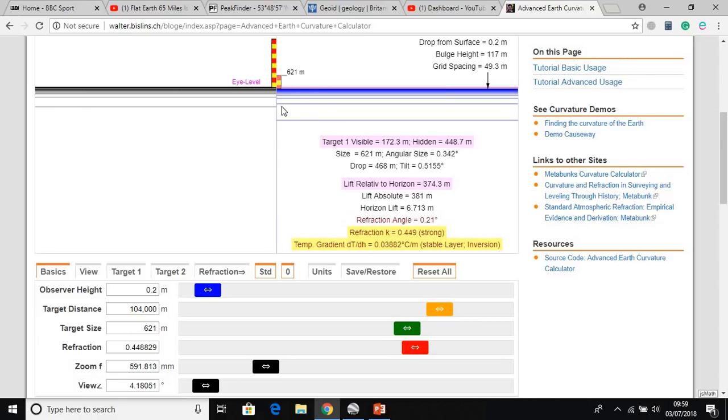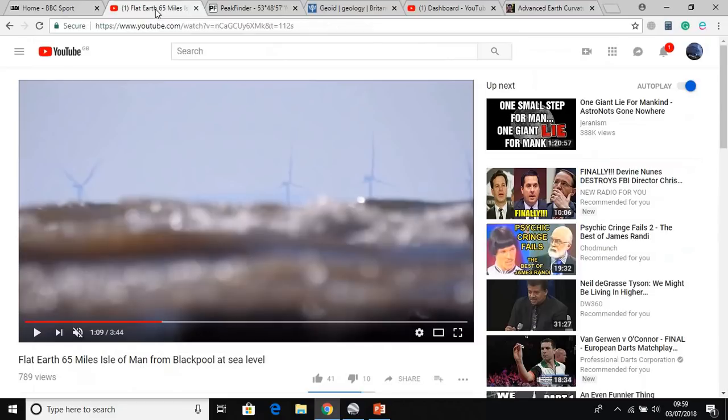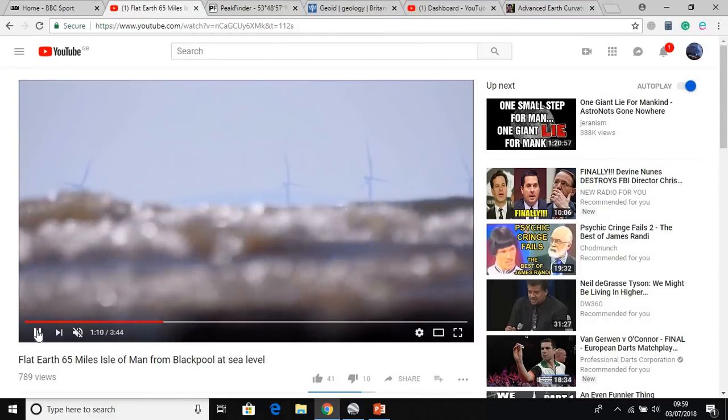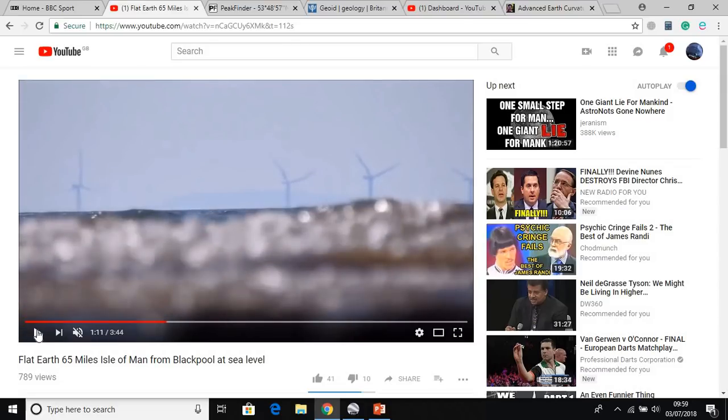So which of these most closely resembles what we actually observed in the video? Well, to me, we can categorically, I think, state that this is not the whole of the Isle of Man. The whole of the Isle of Man should be a little bit taller than this and would extend right off view to left and right. And if we panned the camera left and right, we should be able to see the full extent of the Isle of Man if the Earth was flat.